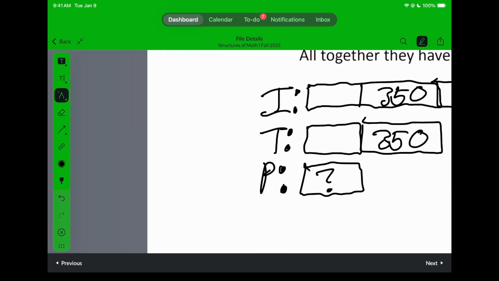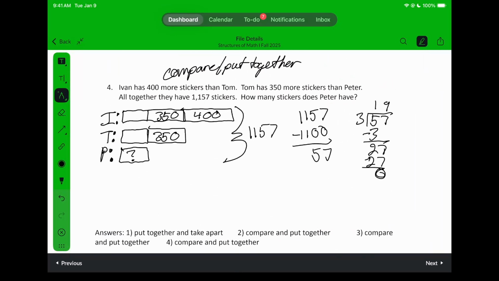All three of these boxes equals 19. And you stop there because all three of those boxes equals 19 and Peter's total is just that box that equals 19. Peter has 19 stickers. And there you go. That's the whole problem. And yeah, so there we go.